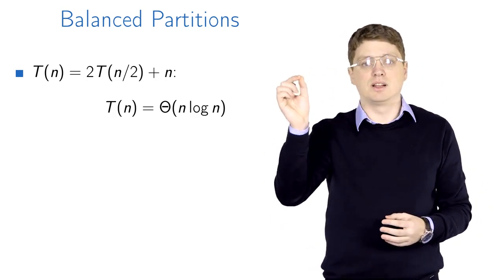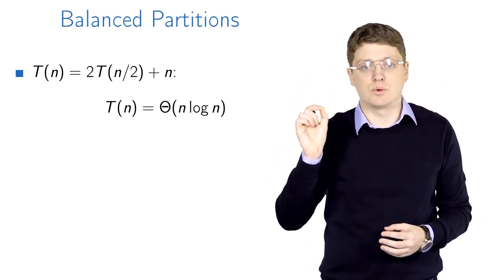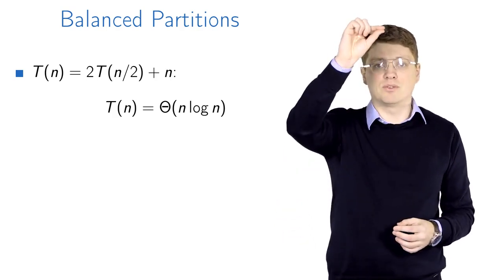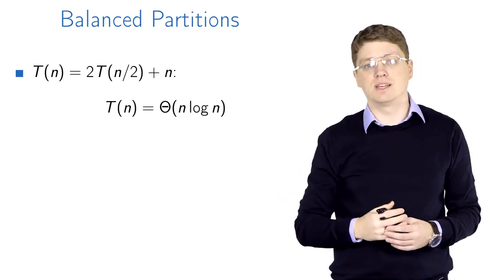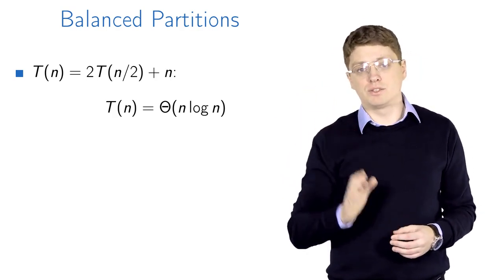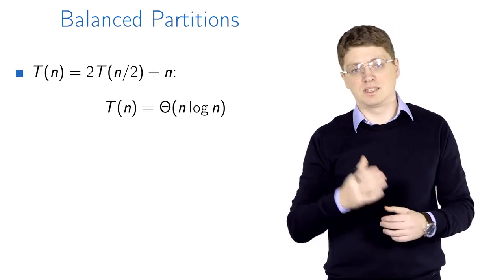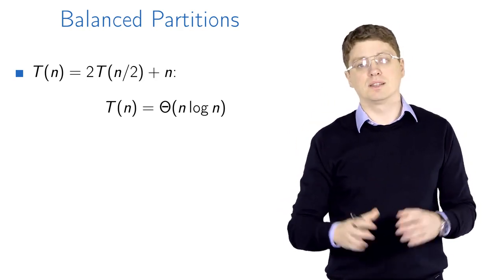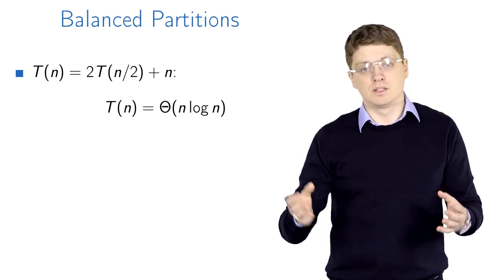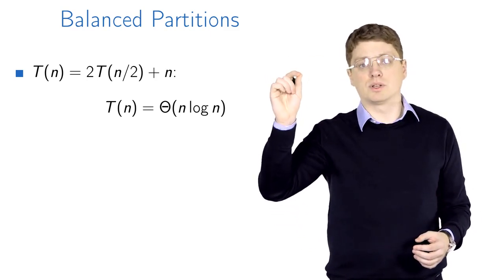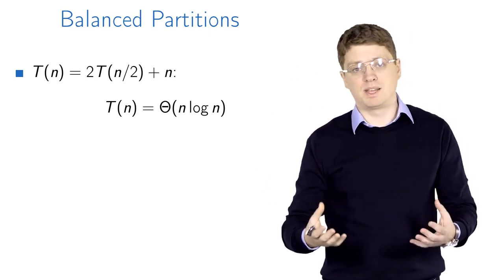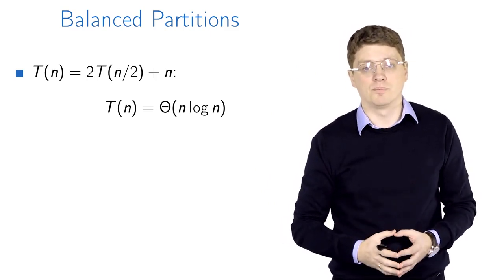And at each level, the sum of the sizes of all arrays is equal to n. So we have one array of size n at the top, two arrays of size n over 2 at the next level, the sum is n. The four arrays of size n over 4 at the next level, the size is still n, and so on. And at each level, we spend a linear amount of work. And this is essential. So we spend a linear amount of work at each level, and we have a logarithmic number of levels, which means that we spend n log n time in total.